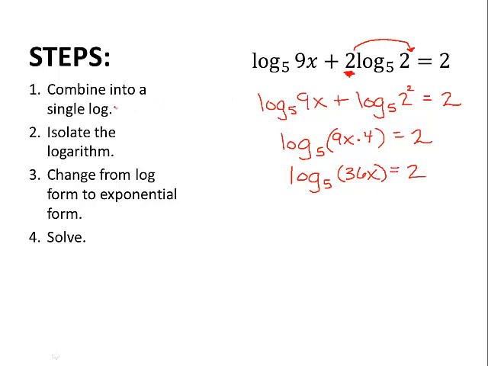Okay, so let's see what we've done so far. We've combined into a single log. Have we isolated the logarithm? Yeah, we have a base, an argument, and the exponent. Nothing more to do with that. That means it's time to change forms. So we get 5 for our base, 2 for our exponent, and that will equal 36x.